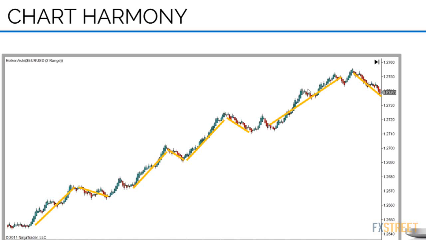That's why we're not interested in this little pullback here, because that pullback there, that's nothing. We're interested in the major pullback. After a major pullback, you've got a much better opportunity to get into the market at bargain prices.